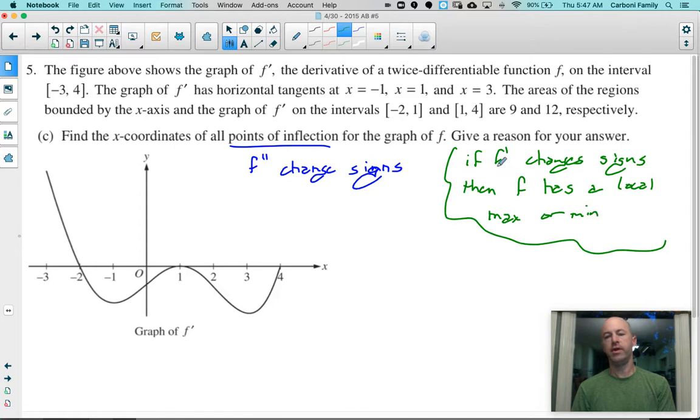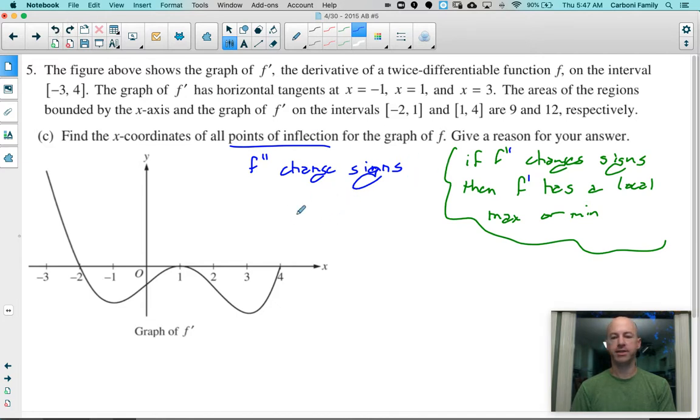Okay, so if the derivative changes signs, then f has a local max or a min. If you want to connect that to f double prime and f prime, just add a derivative to each of those functions. So if f double prime changes signs, then f prime has a local max or a minimum. And so that's what I'm going to do here. So if f double prime changes signs, I now am going to look for a local extrema.